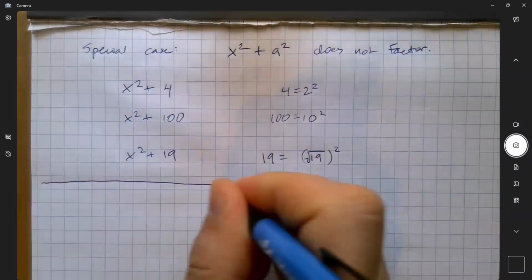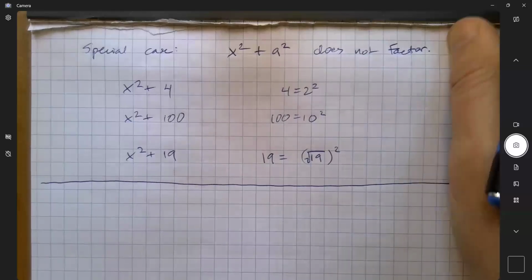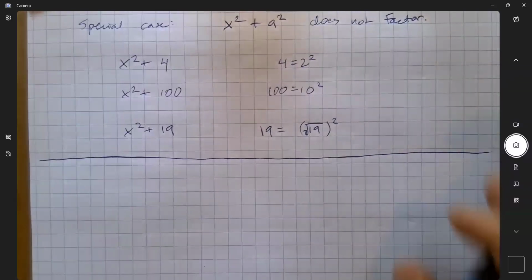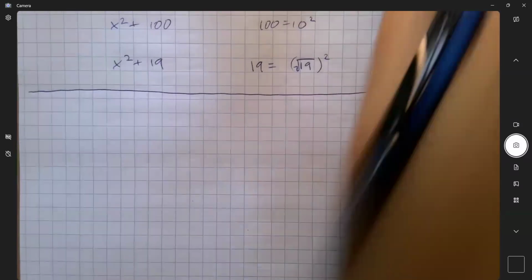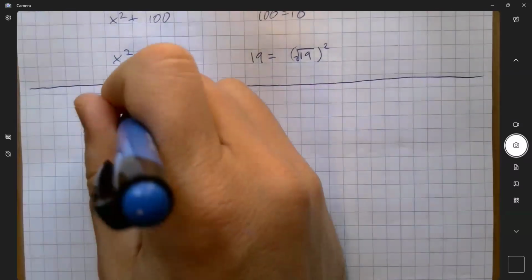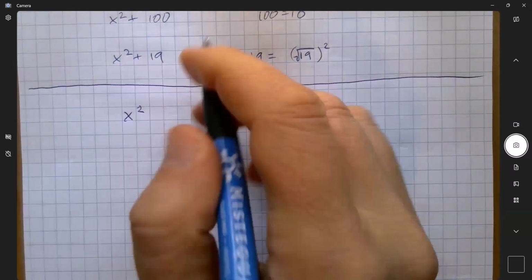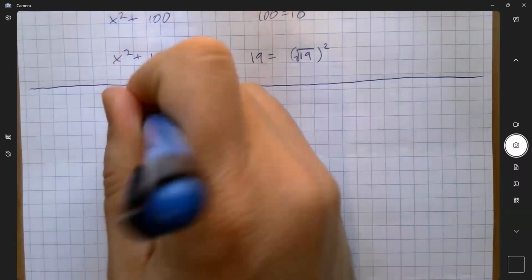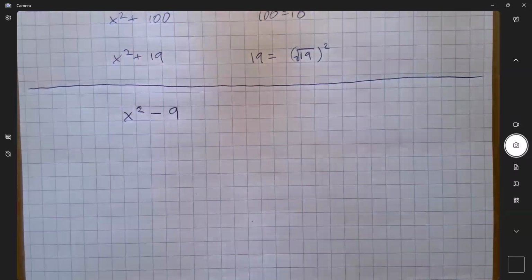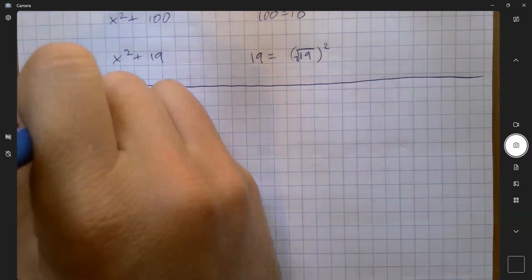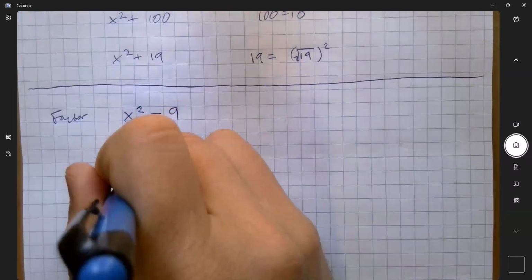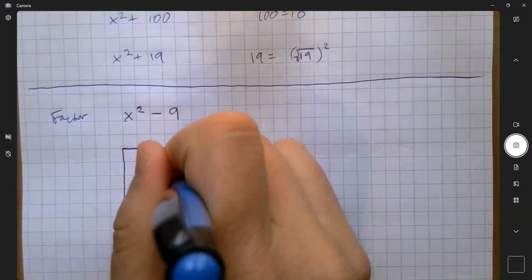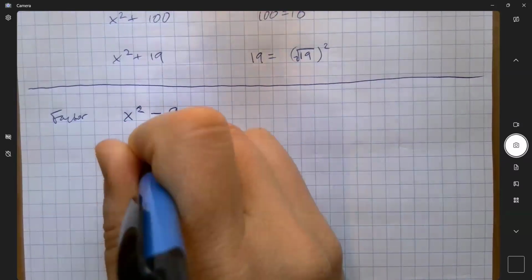Okay, that's two of our special cases. We have one more special case. And it's going to look a lot like the previous one, but it is different. We know that x squared plus 9 doesn't factor, but what about x squared minus 9? I'm going to use the box method on this and see if it can give us some intuition.